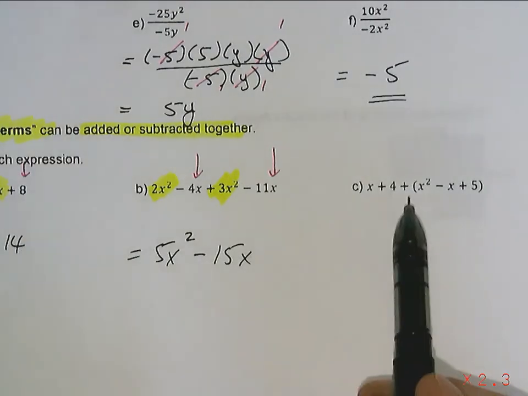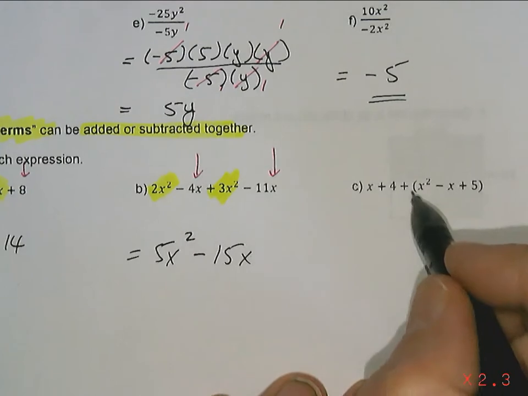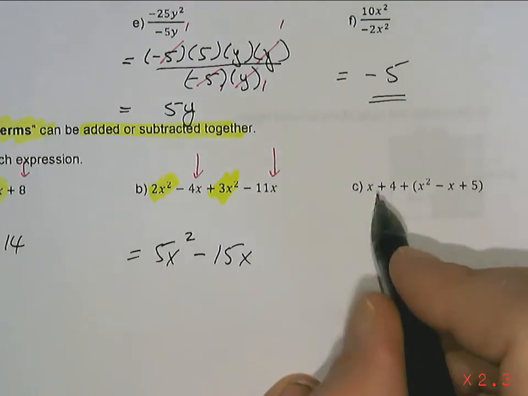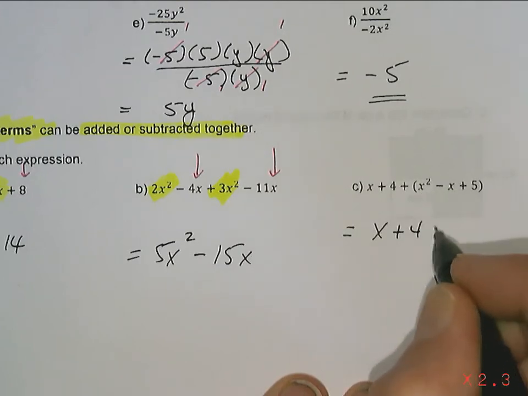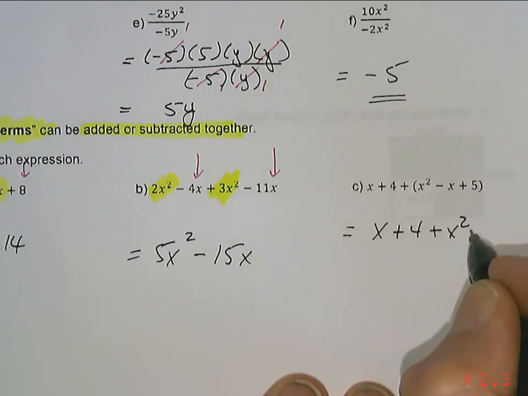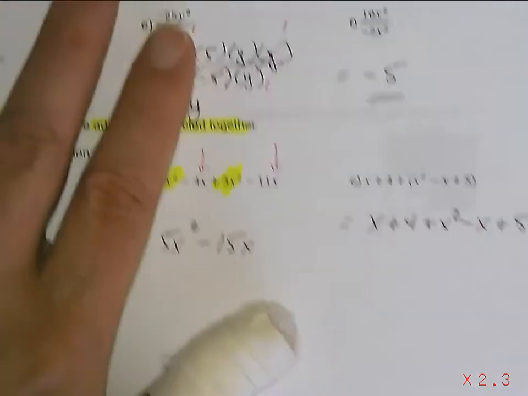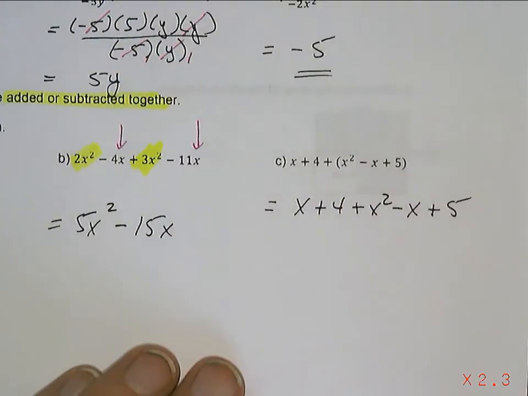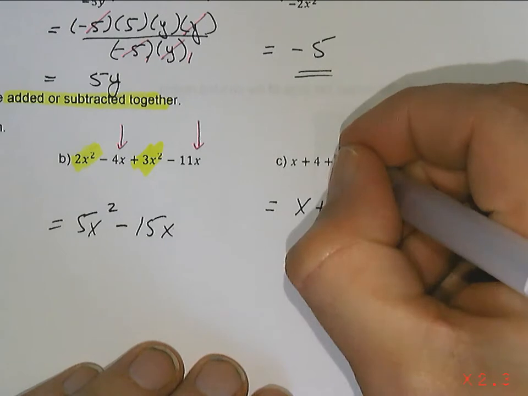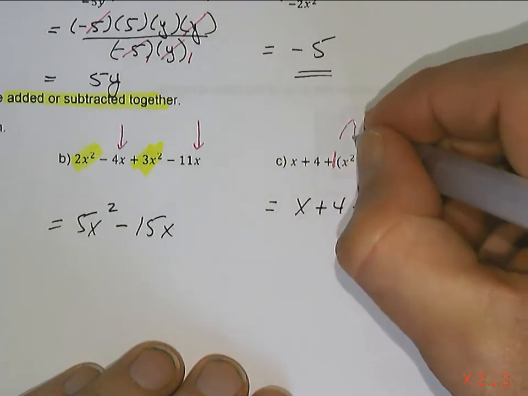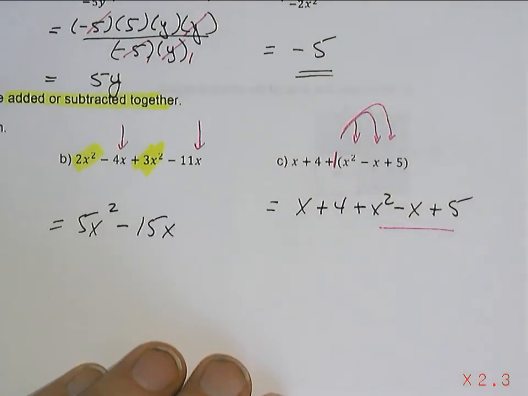I've got a bracket here. That sometimes gives us a problem. Well, what we know is this bracket means that I'm supposed to take x plus 4 and add everything inside the bracket. So I'm supposed to add x squared, add a negative x, and add a 5. So I don't need the brackets in this case. I can get rid of them. Some of you have learned to get rid of the brackets by putting a 1 here, the invisible 1, and you distribute. And that gives you the same result, and that's fine too.